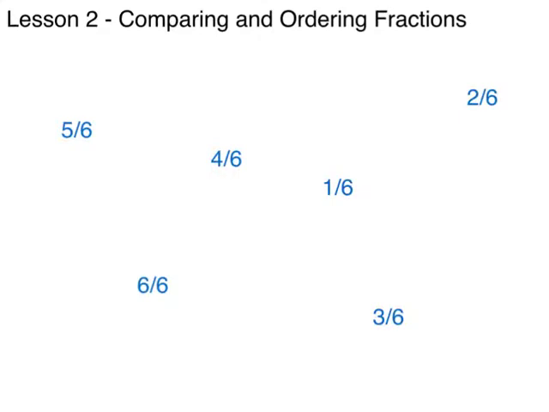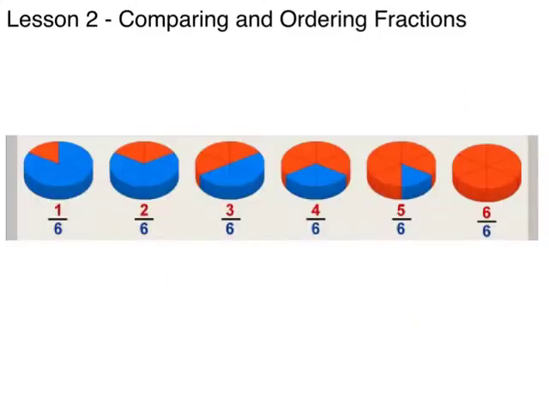So here we have 6 different fractions. You probably noticed that they all have the same denominator of 6. I'll pause the video and we'll see if you can put them in the correct order from smallest to biggest. So the smallest amount to the biggest amount. So there you are. There are the fractions in the order from smallest to biggest.